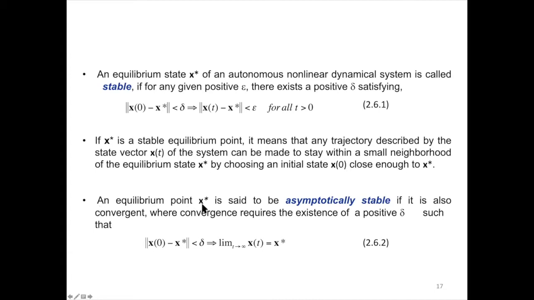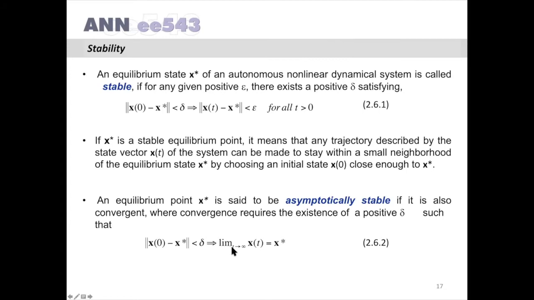An equilibrium point X star is said to be asymptotically stable if it is also convergent, where convergence requires the existence of a positive delta such that the norm of x0 minus X star less than delta implies that the limit as t goes to infinity of xt is X star. This is the definition for an asymptotically stable equilibrium point.